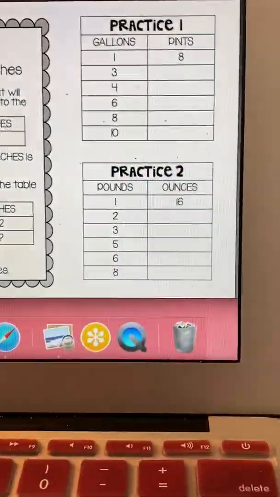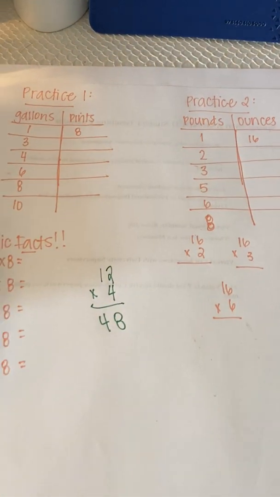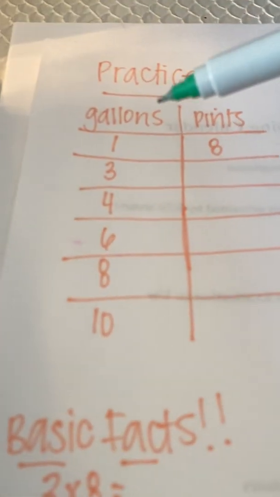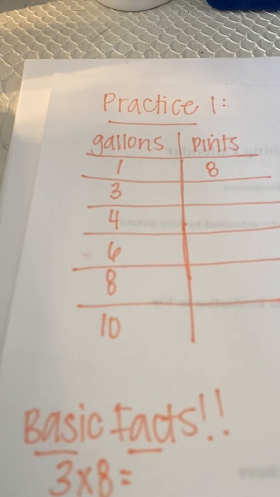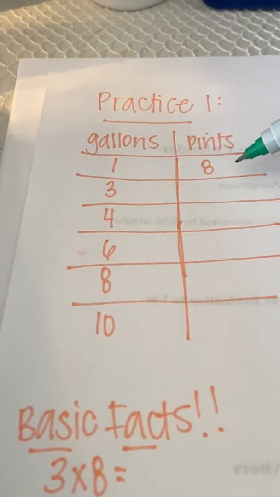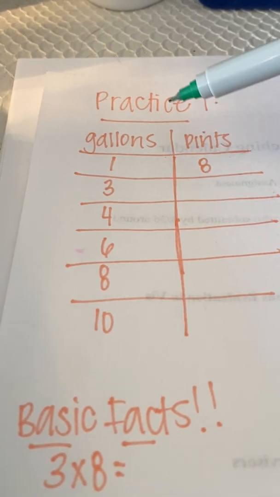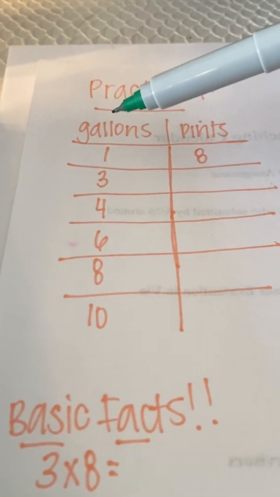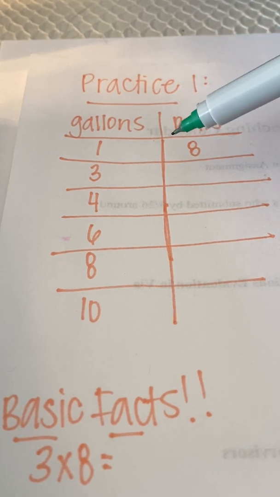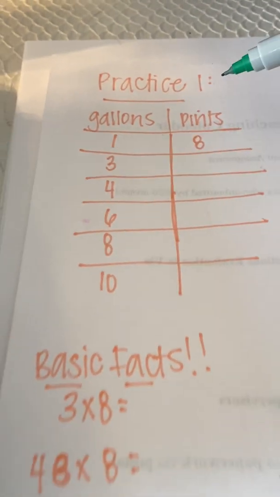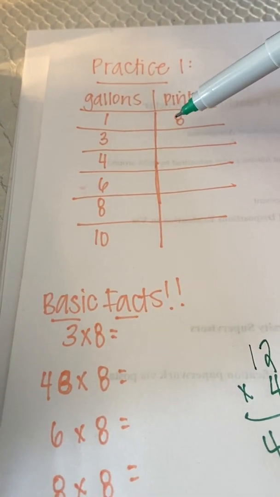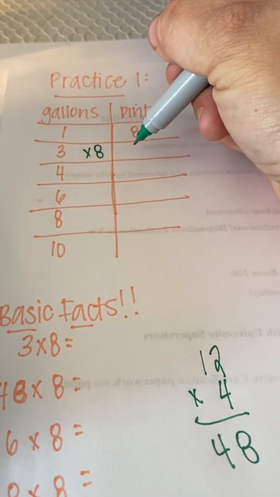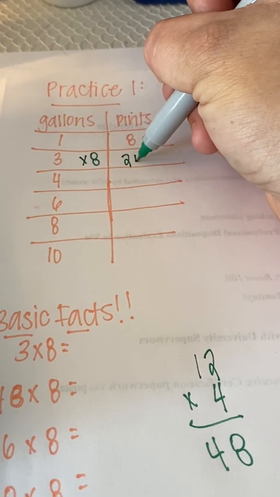Okay, so let's move on to the practice. I have it written over here so we can keep up with it. Practice 1 says gallons to pints. So 1 gallon equals 8 pints. This is pretty much our basic facts, because our rule would be just multiply by 8. So we have 1 times 8 is 8. Therefore 3 times 8 would be 24.